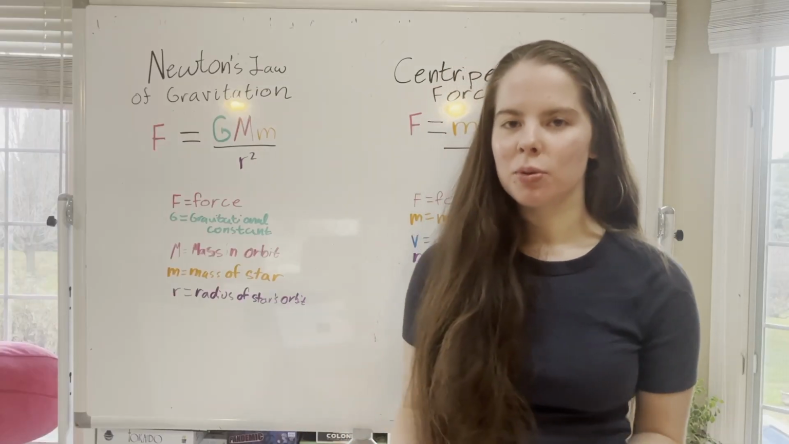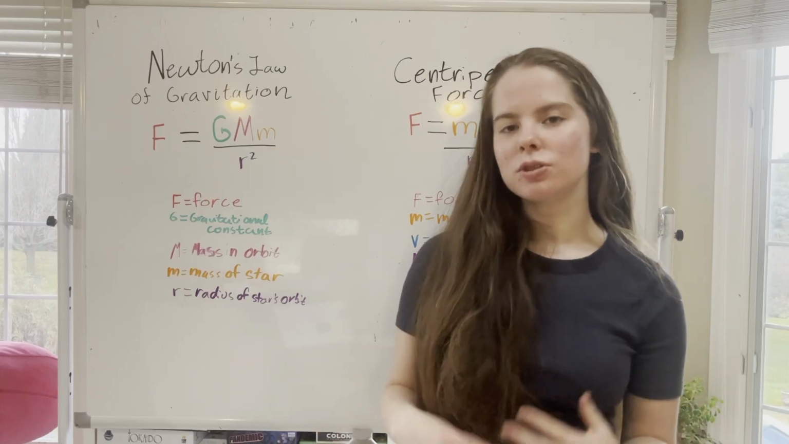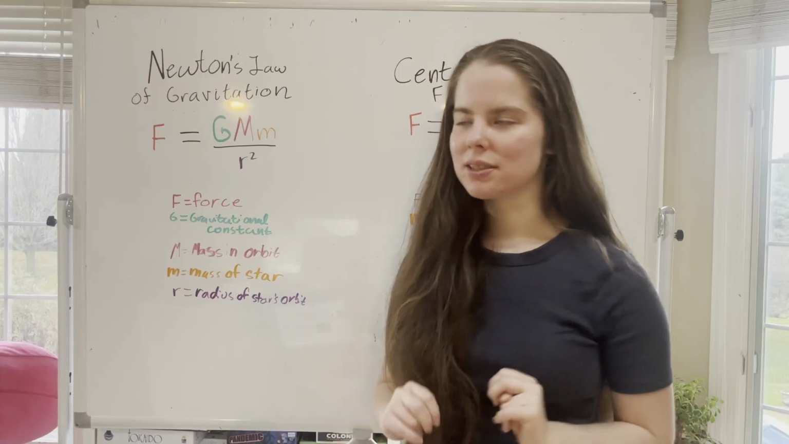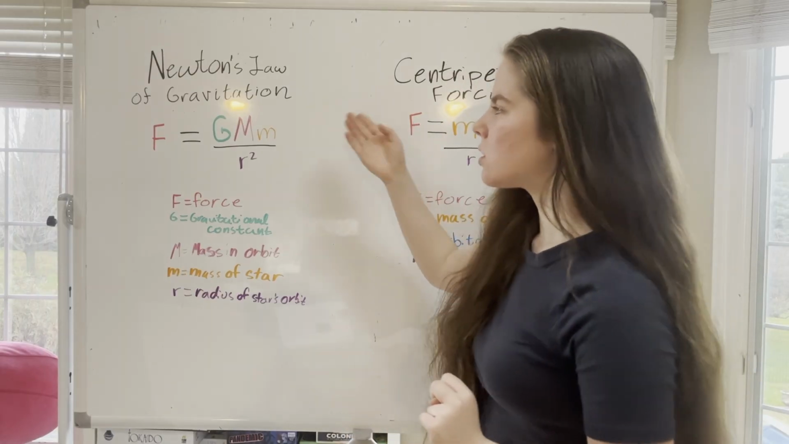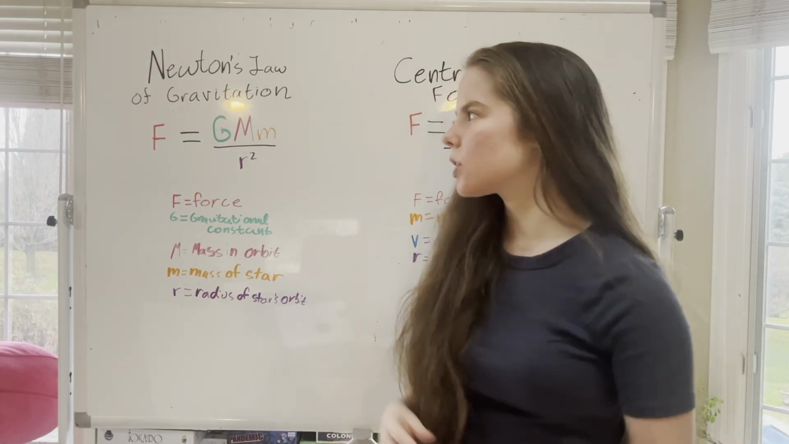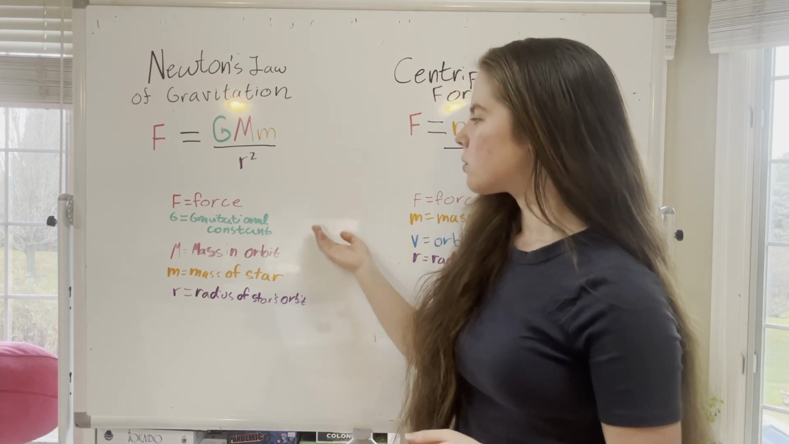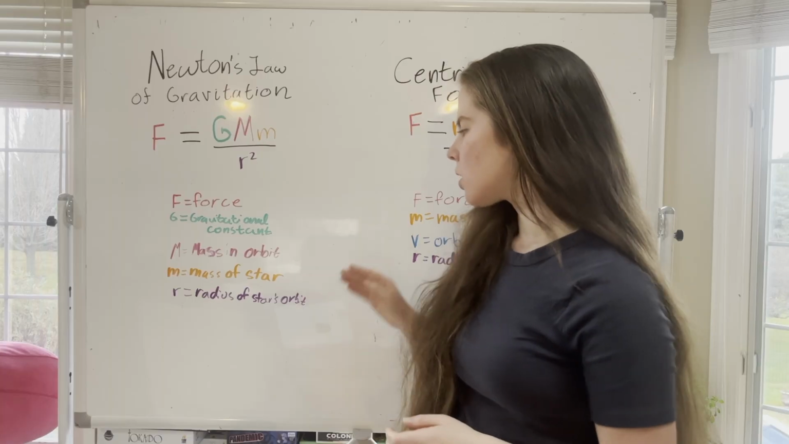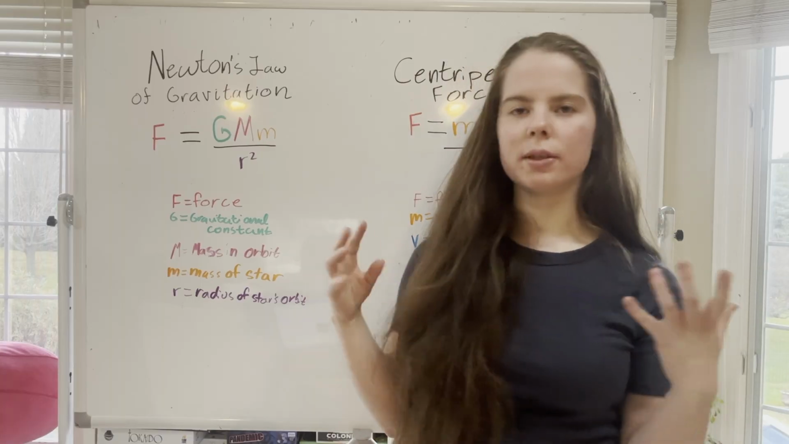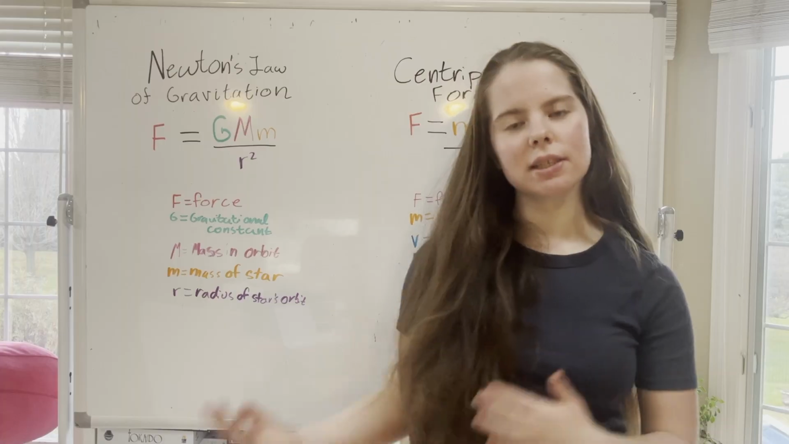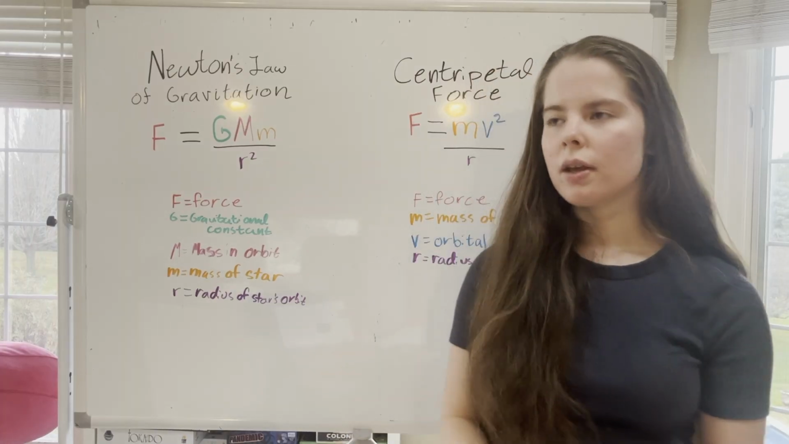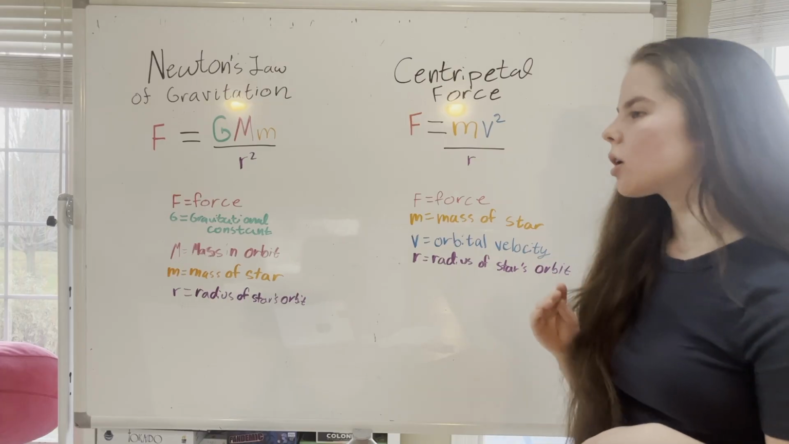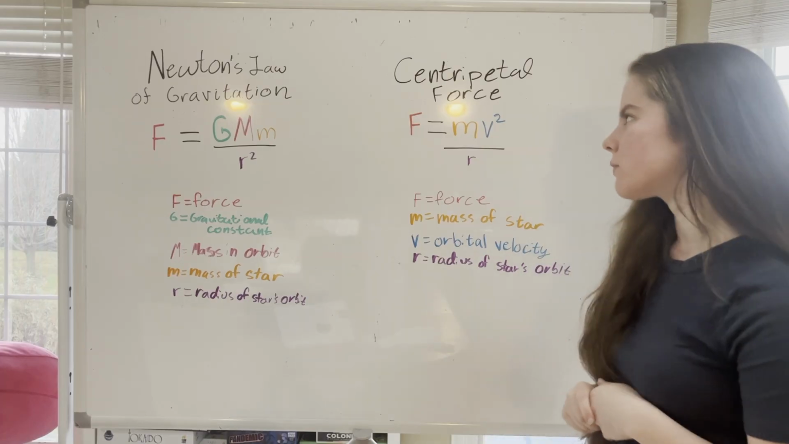Just like planets orbit around the sun or a star in our own solar system, stars orbit around the center of a galaxy due to two forces. The first is Newton's law of gravitation, which defines the gravitational force acting on a star. This is force equals the gravitational constant times the mass within the orbit times the mass of the star over the radius of the star's orbit squared, which is essentially the distance from the center of the galaxy to the star. The second equation is centripetal force, which is the force that allows the star to follow a circular path around the center of the galaxy.